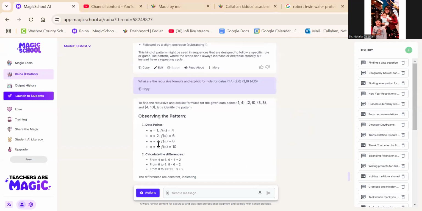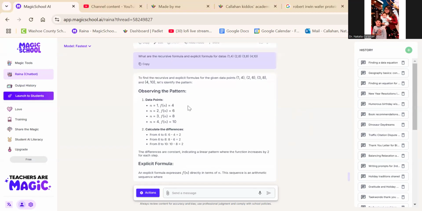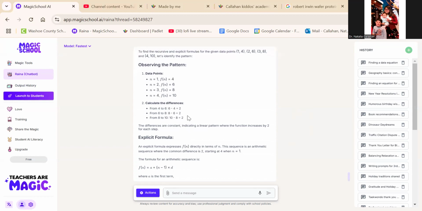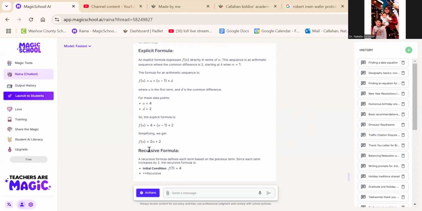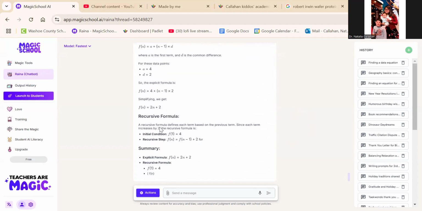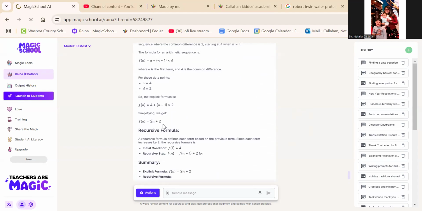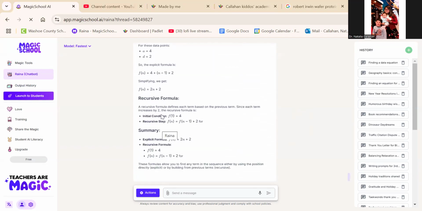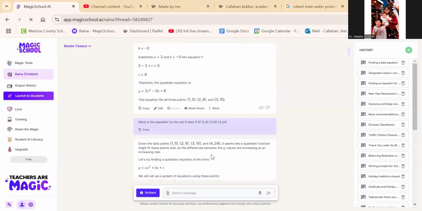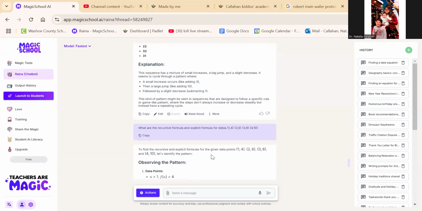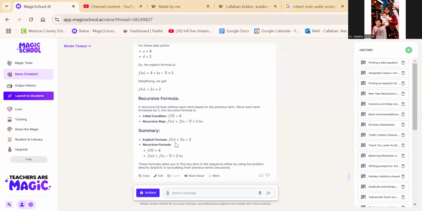That makes sense, right? n is 1, f of n equals 4, right? Because we plug it in. So the difference, we know that is 2. We said that between 6, 10, or 8, 10. So your formula is right here. f of n equals 2n plus 2. Isn't that the same thing as y equals 2x plus 2? Isn't that what we did? Yeah. So your explicit formula is y equals 2x plus 2. So write that down for explicit formula. Do you see that right here?